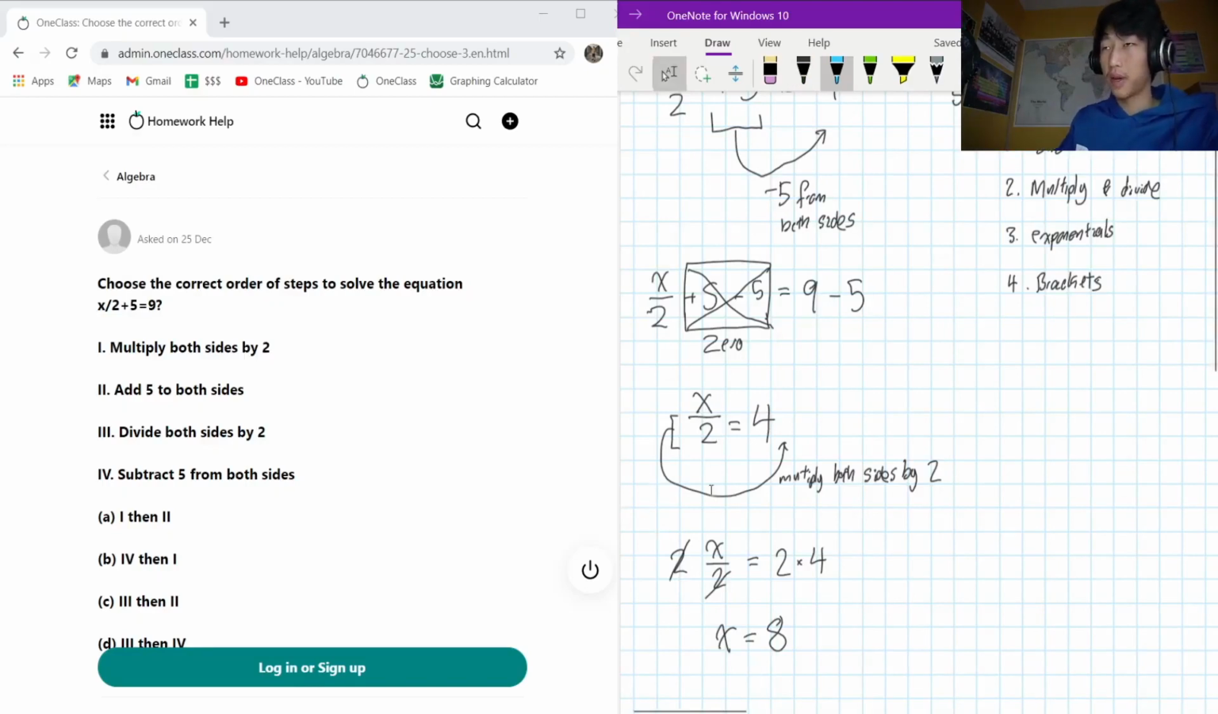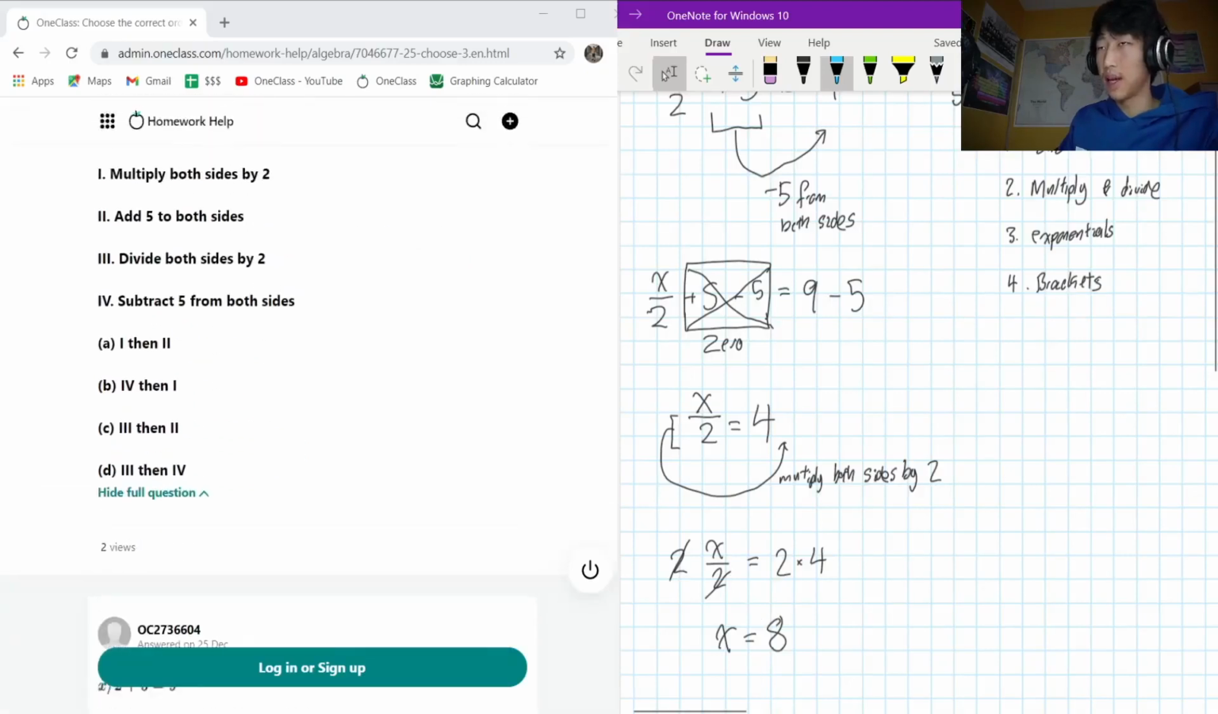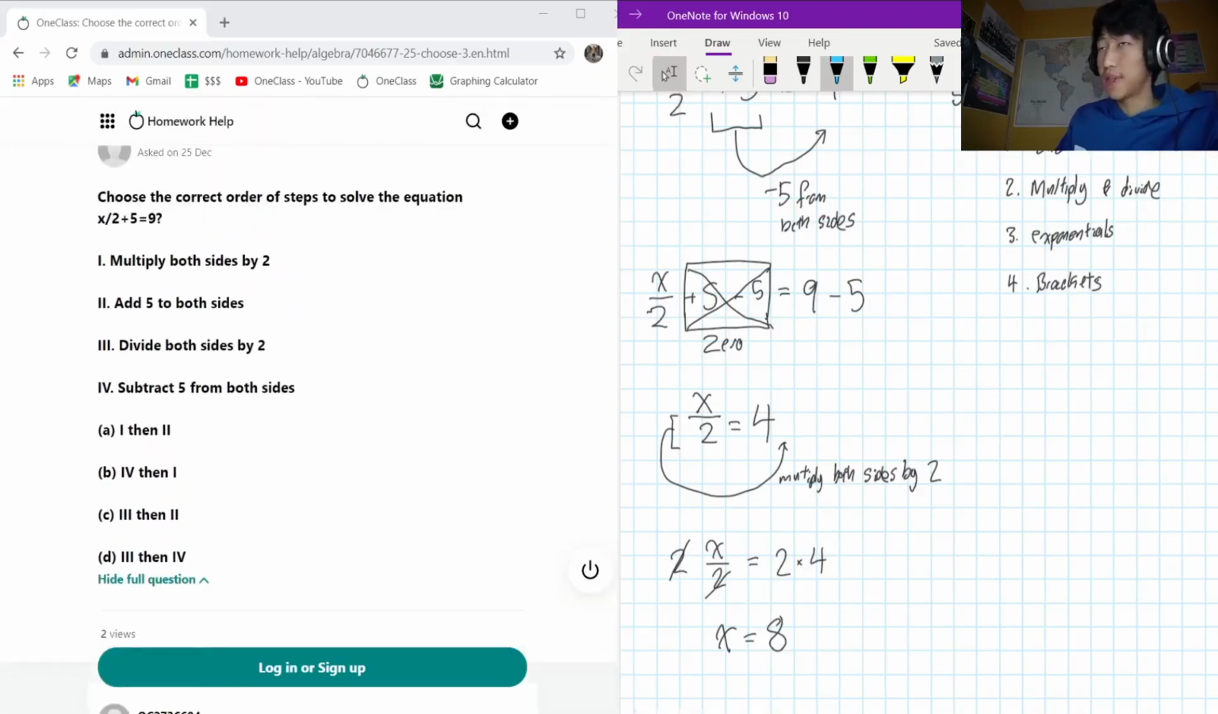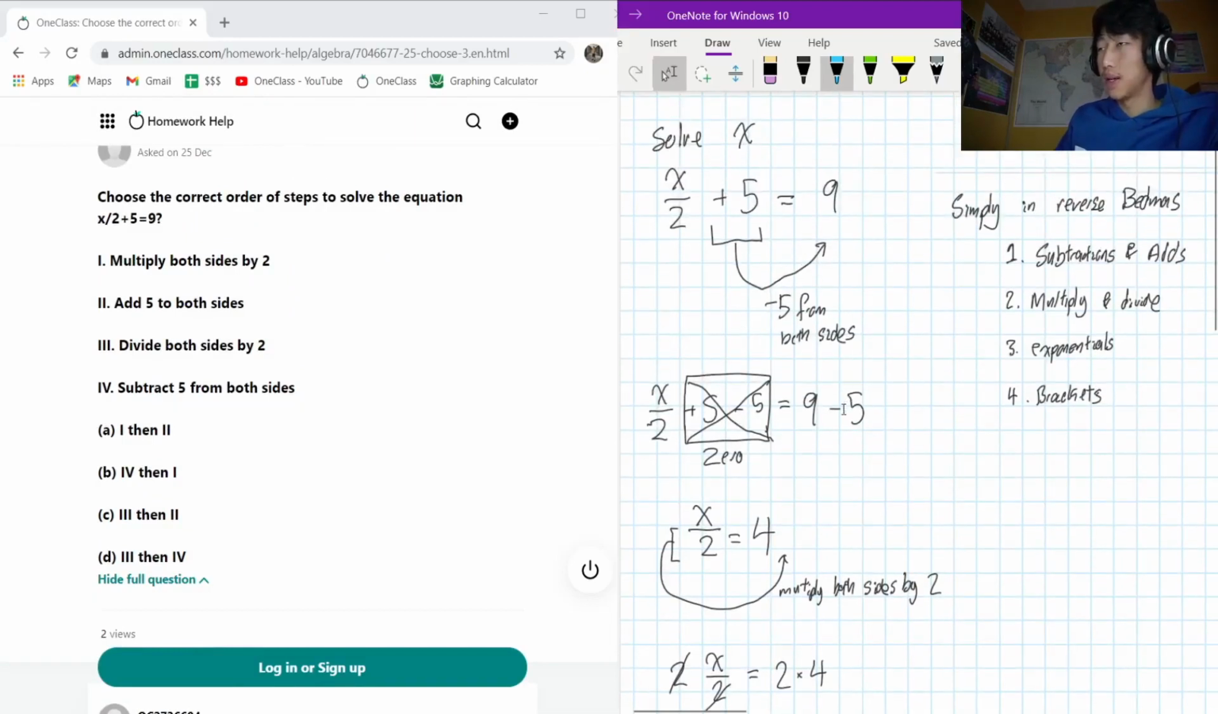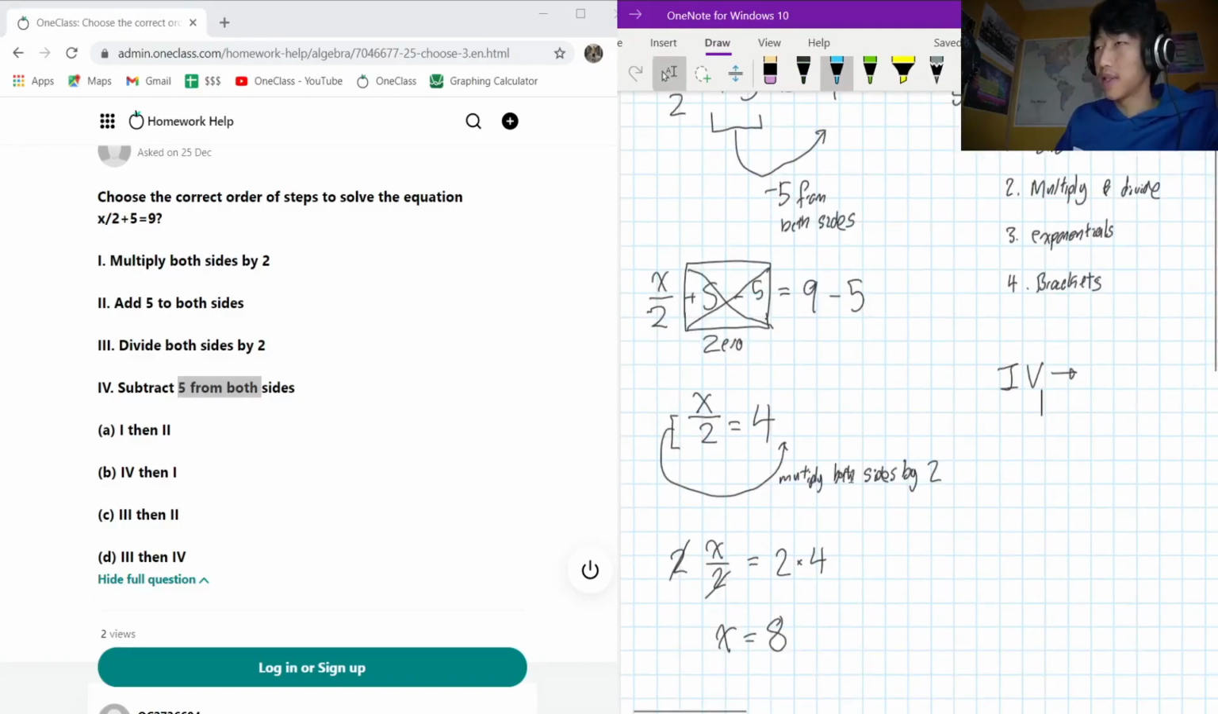Okay, so that's how we did it. When we simplified this whole thing, we got x equals 8. And what was the order of steps that we had to operate through? The first thing that we did was subtract 5 from both sides. So the first thing that we did was step 4. And then afterwards, we multiplied both sides by 2. So that's step 1. Step 4, step 1. Okay, and that was our process.